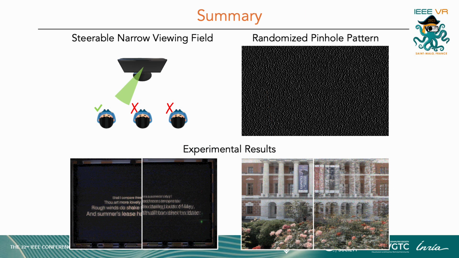In summary, we have developed a novel privacy-enabled parallax display that offers a steerable, narrow viewing field to the user. This capability is achieved through a randomized pinhole pattern, which effectively obfuscates the bystander's view while maintaining high image quality for the user with minimal computational overhead. Our experiments demonstrate that, with this approach, image details remain unrecognizable to bystanders. We envision this technology functioning as an add-on to existing parallax displays, providing a more private viewing experience in public spaces.